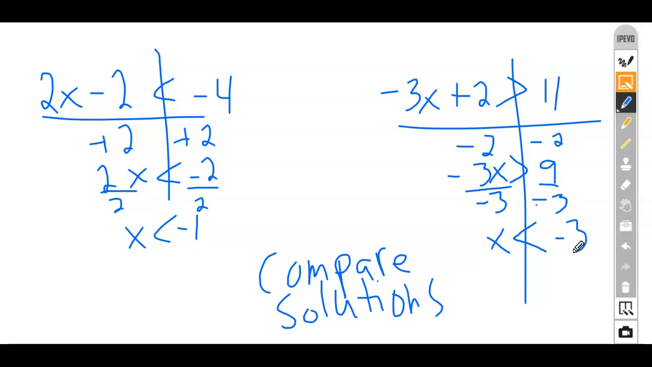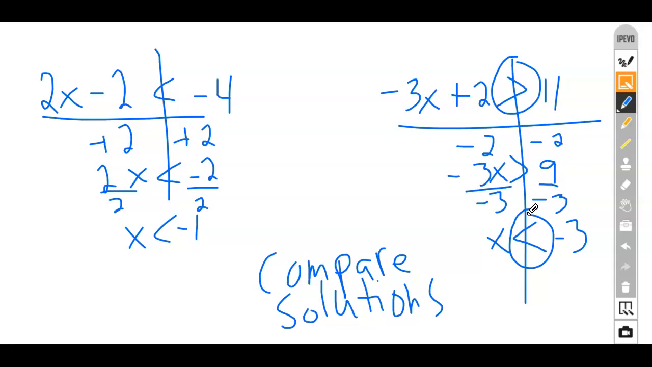Okay, here are my solutions. For the left one, I got x is less than negative 1. On the right, I got x is less than negative 3. Everybody get that? Did you remember to flip your inequality symbol on the second one? Because we had to divide by a negative 3. All right, now, we can't compare them the way they are.